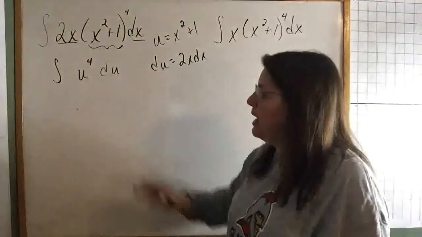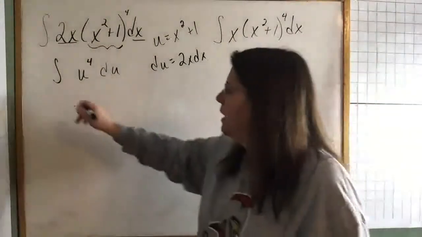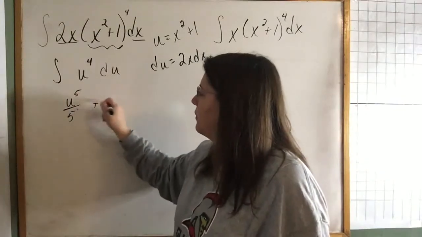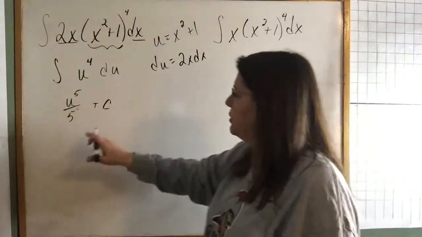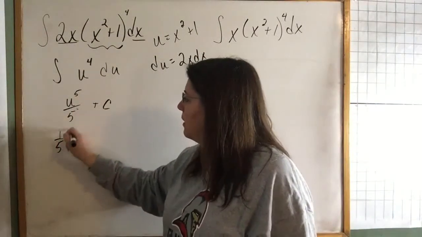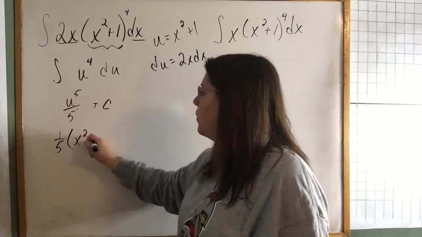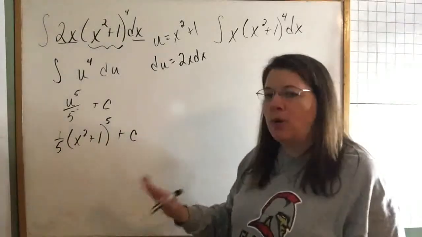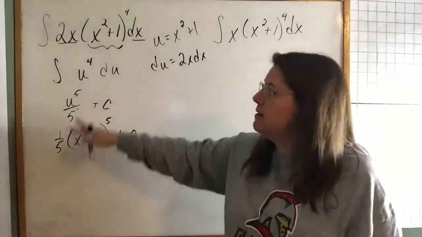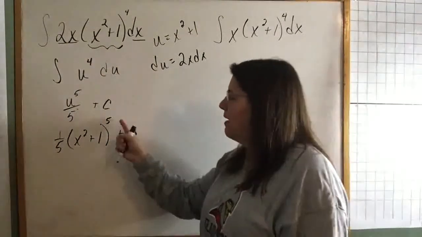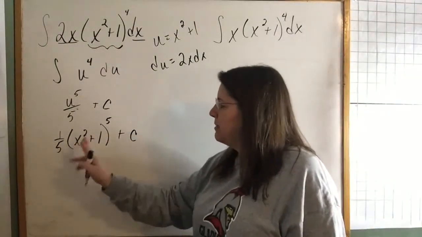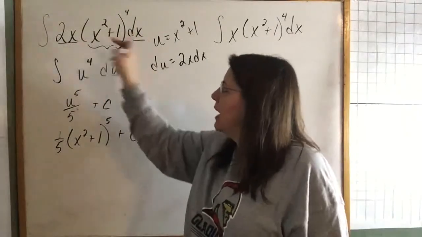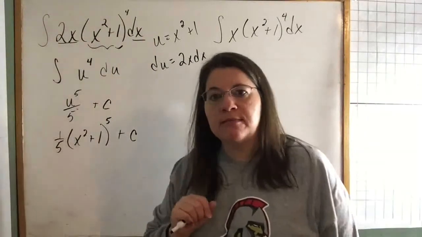Once I've done the substitution and I've got everything in terms of u, I can integrate. That's u to the 5th over 5 plus c. And then if I resubstitute, I've got 1/5 times x squared plus 1 to the 5th plus c. You can always double check and take the derivative of this to see if they match. If I take the derivative of this, 5 times 1/5 is 1, times x squared plus 1 to the 4th, times the inside part, 2x, and then they tag the dx. So you can always check these to make sure you're getting them right.